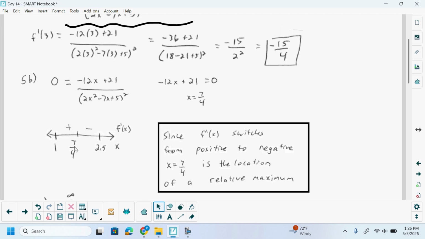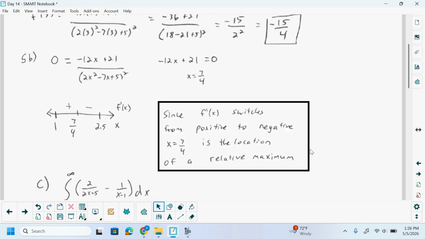When we do our pluses and minuses, the denominator is not going to affect anything because it's squared, so it'll always be positive. So I just thought of the numerator as a line with a negative slope. When you have a line with a negative slope, it's going to be positive to the left of the 0 and negative to the right of it. So we get plus minus. So now we can say that x equals 7/4 is going to be a relative max since f prime switched from positive to negative.